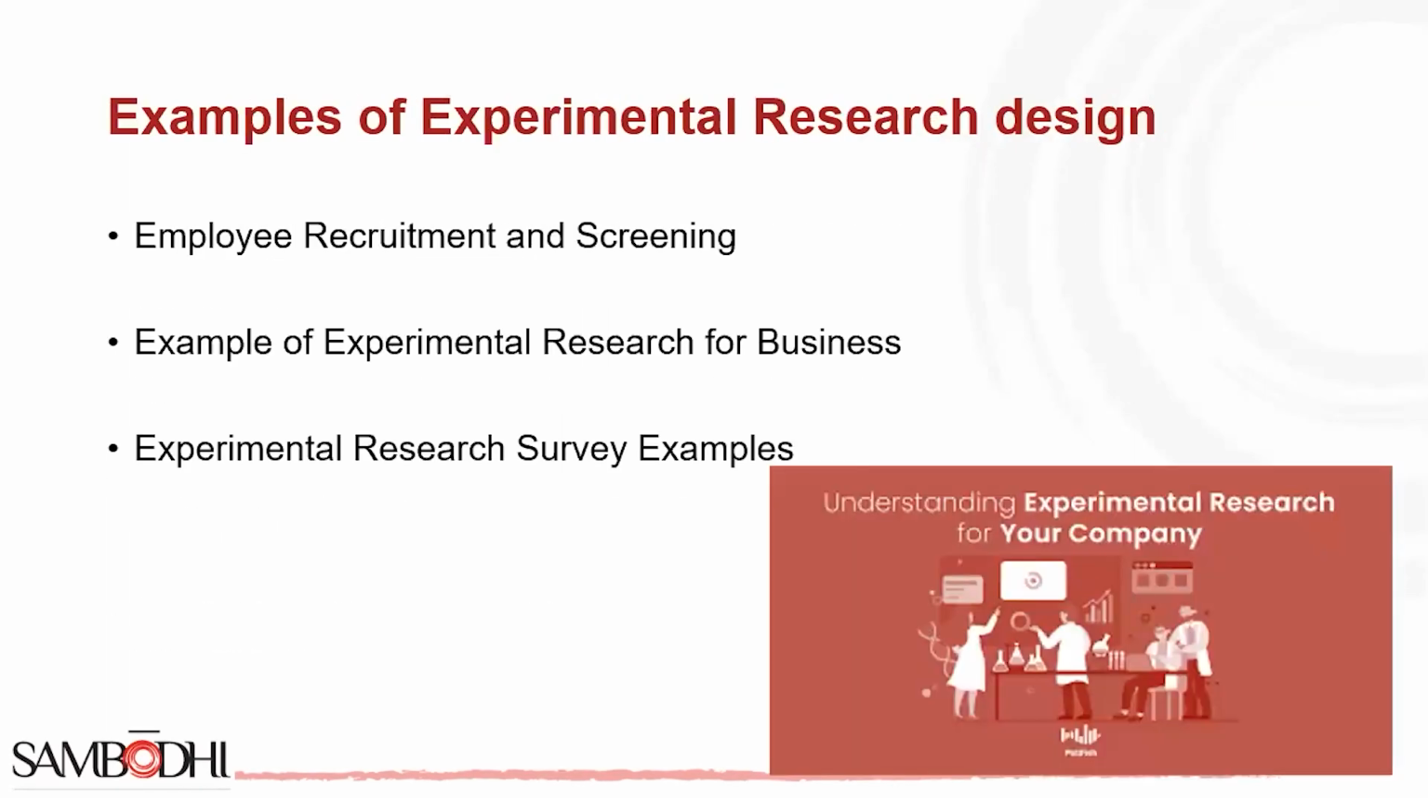Let's further look into the examples of experimental research design. First is employment, recruitment, and screening. The recruitment of an employee to an organization requires the employee to go through a rigorous selection procedure, right? We all know, we have probably gone through this rigorous procedure that filters the highly suited individual for a job from the rest of the lot.